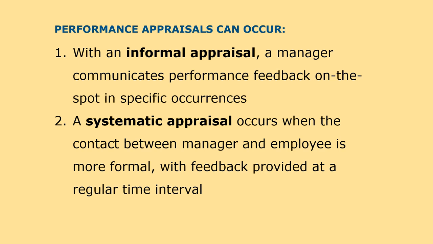Performance appraisals can occur in two ways: informally or systematically. With an informal appraisal, a manager communicates performance feedback on the spot and in specific occurrences. Although such informal feedback is useful and necessary, it should not replace formal appraisals. A systematic appraisal occurs when the contact between a manager and an employee is more formal, with feedback provided at a regular time interval. Both employees and managers know that performance will be reviewed on a regular basis, and they can plan for the performance discussion itself.